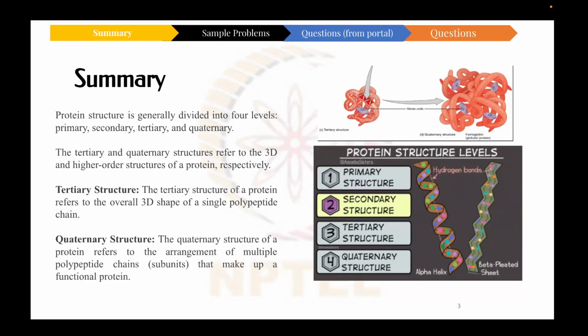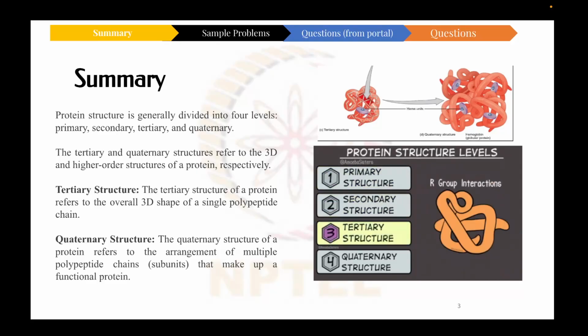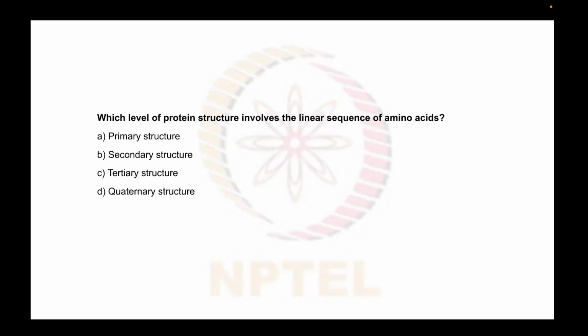So now that we have some brief explanation, I have a question. I'll wait for a minute. The question is, which level of protein structure involves the linear sequence of amino acids? Whether it is the primary structure, secondary structure, tertiary structure or quaternary structure.